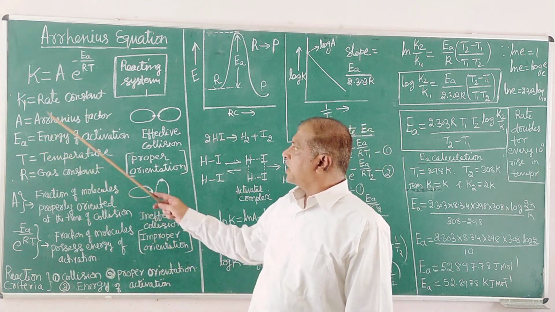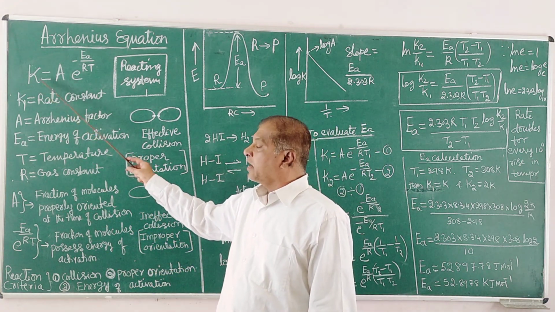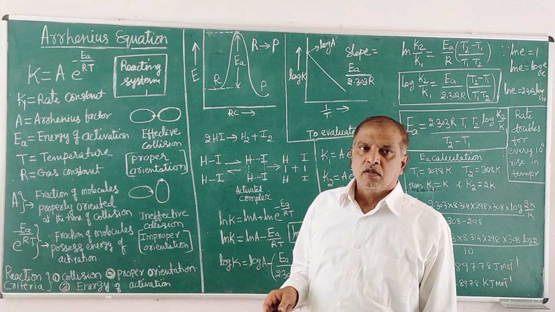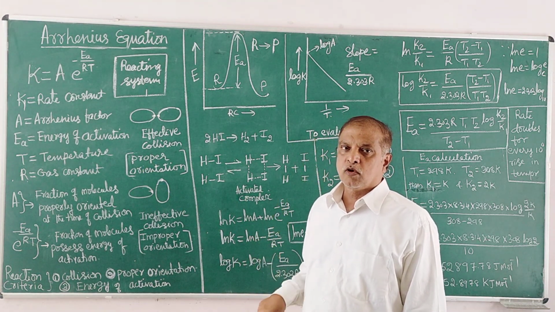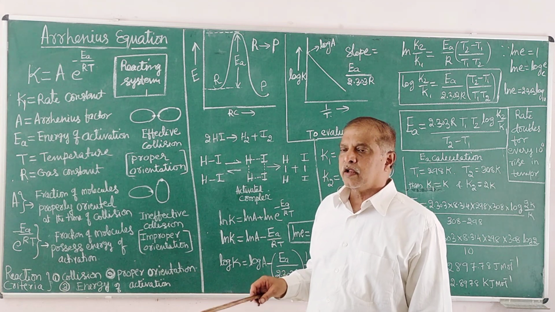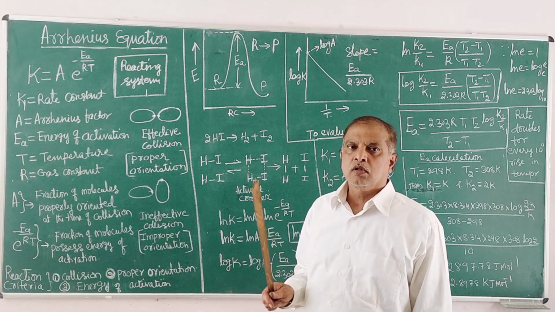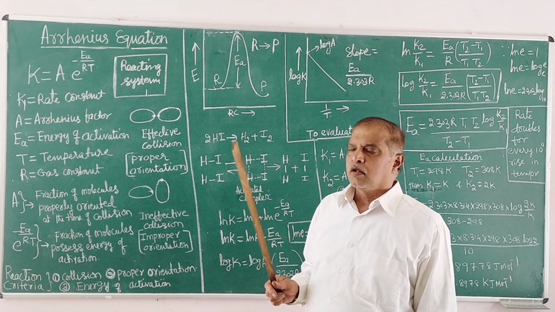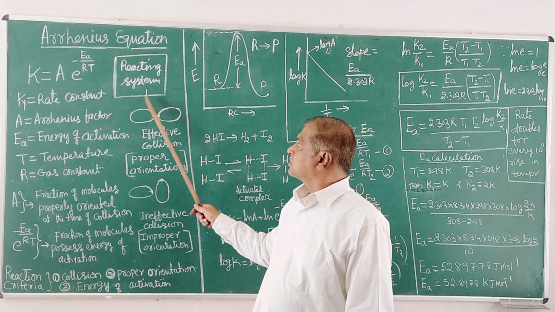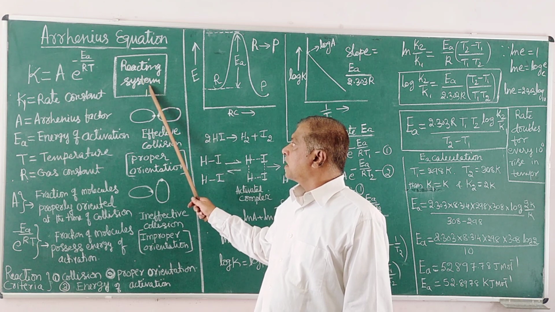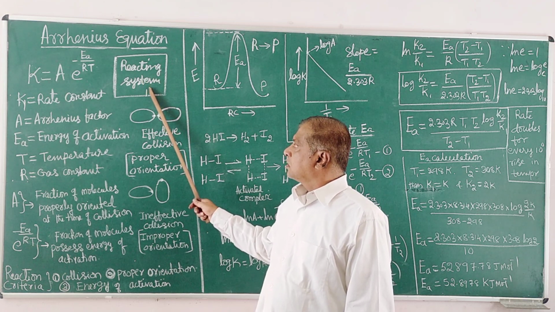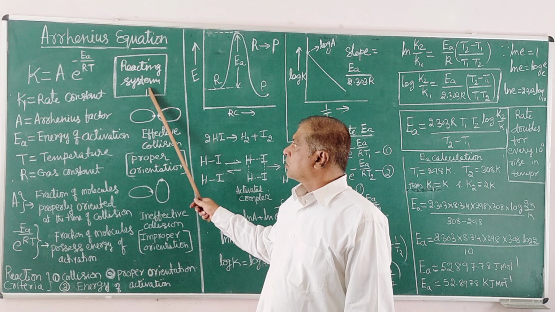The rate constant means the rate of the reaction when the concentration is 1 molar. 1 molar means the reactant amount is 1 mole, present in 1 liter of space in which the reaction is taking place. This is the reacting space, so it contains 1 mole.